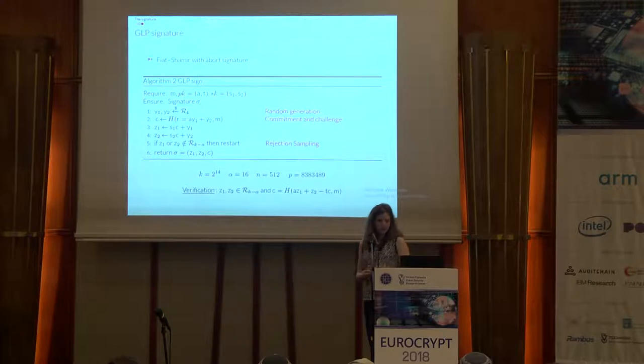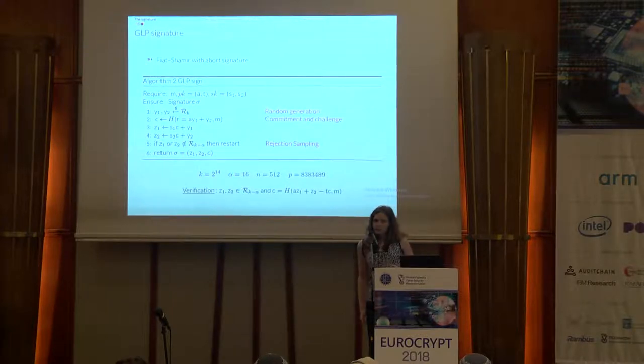Now the signature. It's a Fiat-Shamir with aborts signature, so it's an adaptation of a Fiat-Shamir identification protocol, which has commitment and challenge. It also has six steps. The first step is to generate random Y1 and Y2, which are in R_k, where k is 2^14. Then a commitment value is computed, which is R equal to A Y1 plus Y2. This commitment is hashed to a challenge C. And then Z1 and Z2 are computed as S1 C plus Y1 and S2 C plus Y2.